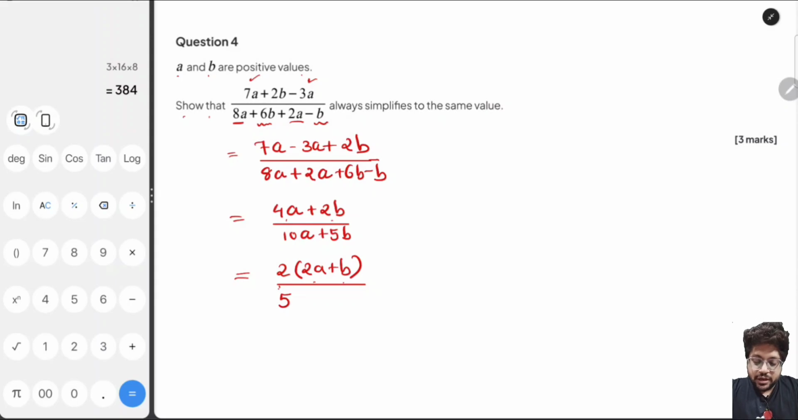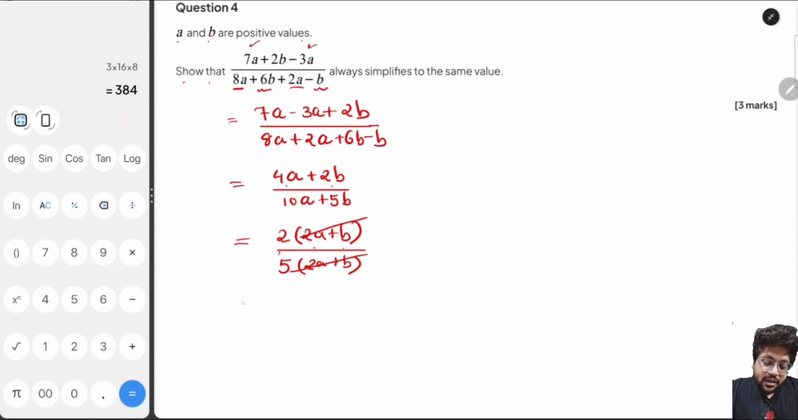What maximum thing can you take common? 5, because the HCF of 10 and 5 is 5. Inside the bracket you will get 2a plus b only. Clear? Now as you can see, 2a plus b is there in the numerator as a factor as well as in the denominator as a factor. So you can cancel them and your answer is 2 upon 5. And this is the simplified version of your fraction.